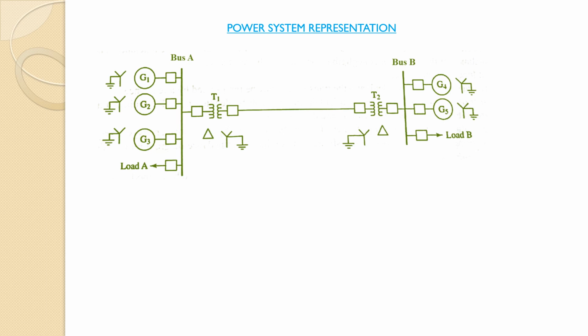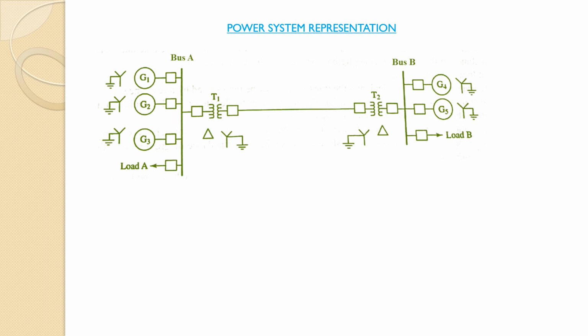At bus A, three generators G1, G2 and G3 are connected, and the connection is grounded star. At bus A, the load is also shown connected. At bus B, we can see the two generators G4 and G5 are connected with star connection grounded. Load is also connected at bus B.